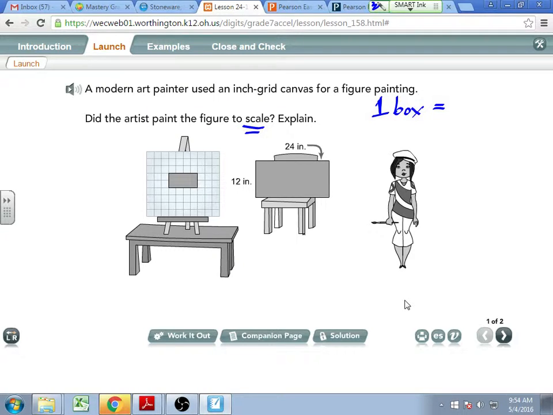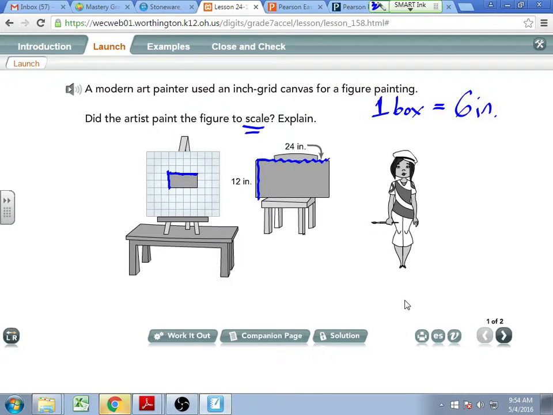So if this edge was 12 inches and now it takes up 2 boxes, James, what's my scale conversion? 6 inches. Yeah, every box has to equal 6 inches. So then we check, is the top what it should be? Well, if it's 24 inches, how many boxes should it end up equaling? 4, because we'll divide by 6. So we check 1, 2, 3, 4. It is correct. Our figure is to scale.